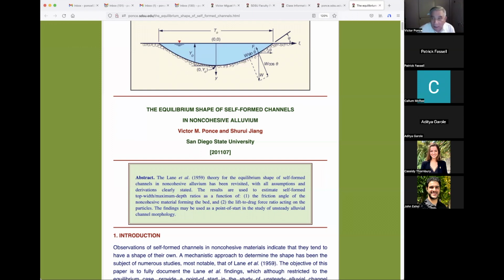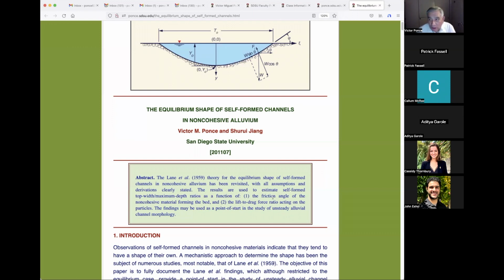Now, what did Lane do in this paper? He said, I'm going to do the shape width function, with depth shape function. And the results are used to estimate the self-formed top width to maximum depth ratio. It's a function of what? It's a function of the friction angle of the non-cohesive material forming the bed. So he was doing non-cohesive material, which is cool. That's the way you start.